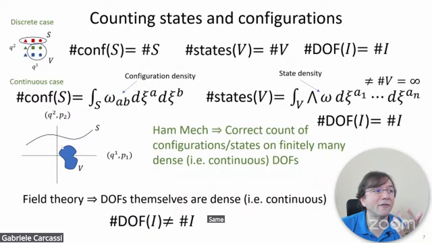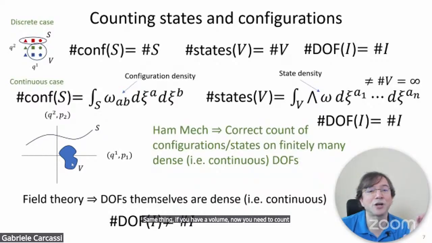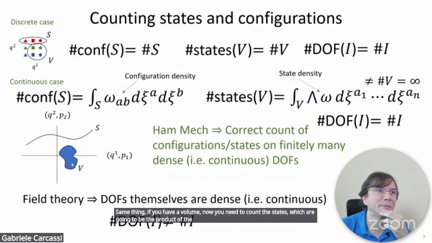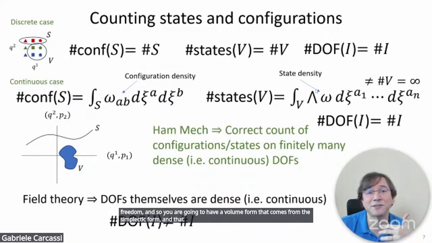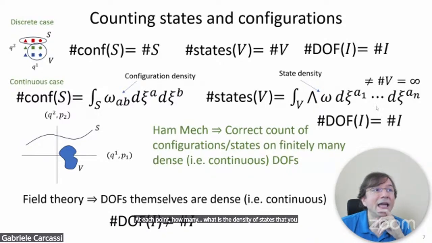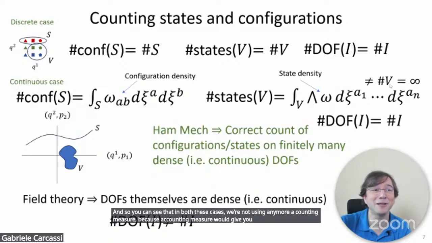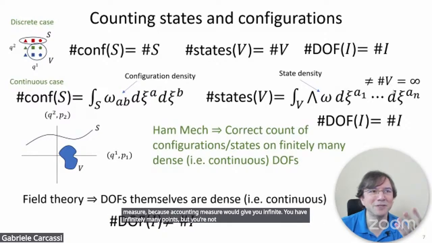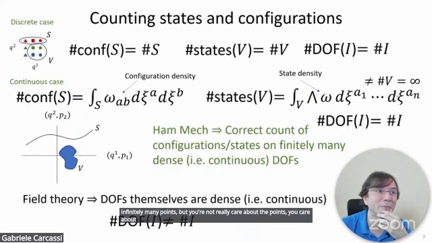Same thing, if you have a volume, now you need to count the states, which are going to be the product of the configurations in all the independent degrees of freedom. And so you are going to have a volume form that comes from the symplectic form, and that volume form tells you the state density. At each point, what is the density of states that you have. And so you can see that in both these cases, we're not using a counting measure anymore, because the counting measure would give you infinity. You have infinitely many points, but you don't really care about the points. You care about configurations and sums of states on a continuum. So it can't be just counting the number of points.